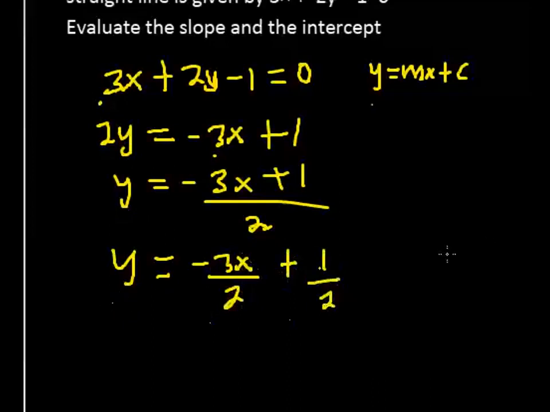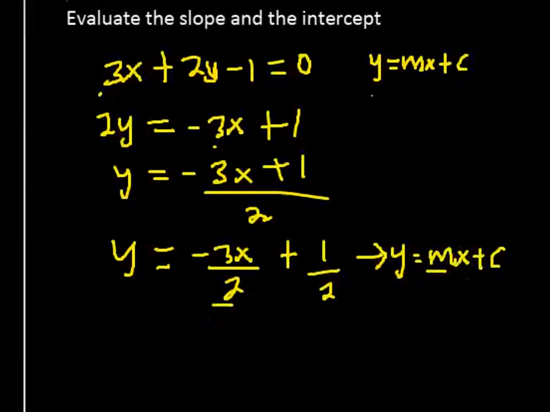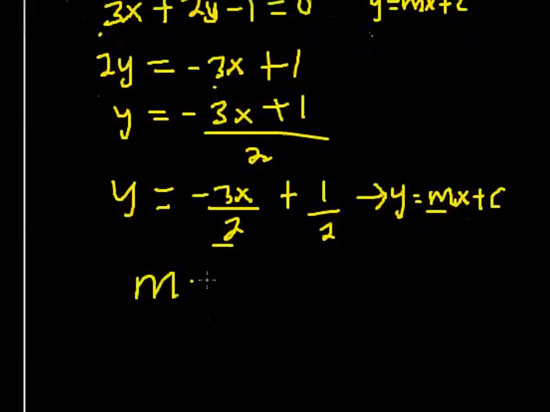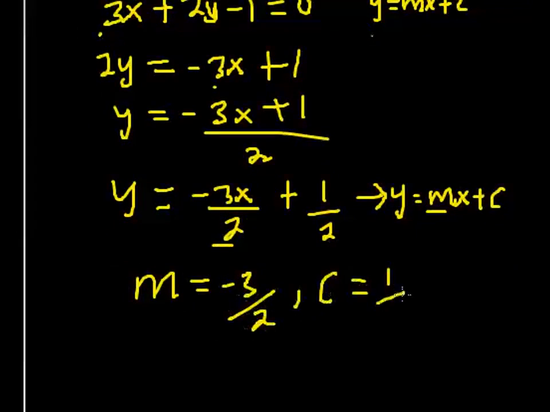So as you can see now, comparing this, this equation is of this form, where the m now is the coefficient of x. So in this case, the m being the slope is minus 3 all over 2, and the intercept c is 1 over 2. So please take note of this. This will help you to always evaluate questions that have to do with equations.